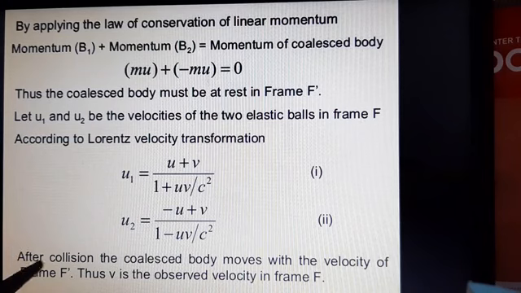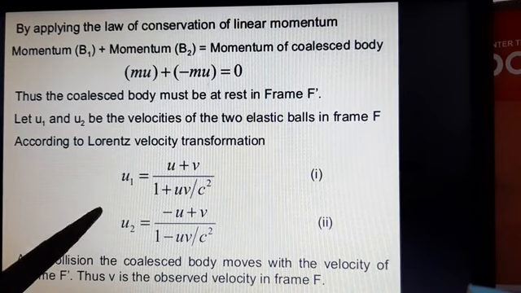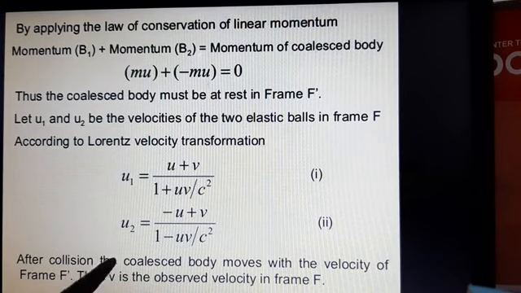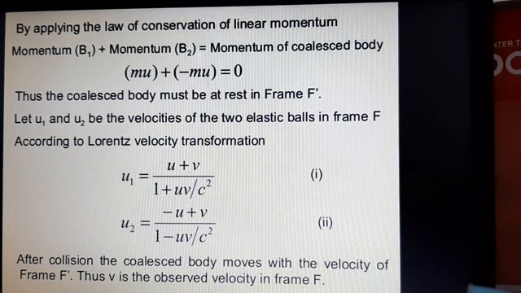So after collision, when they are colliding with each other, they coalesce. The coalesced body, that is the combined body, moves with the velocity of frame F dash, because the velocity of the frame is also V. After collision, the two balls which coalesce with each other are also moving with velocity V. Thus V is observed as the velocity in frame F.